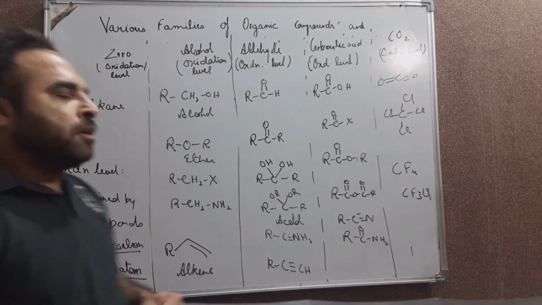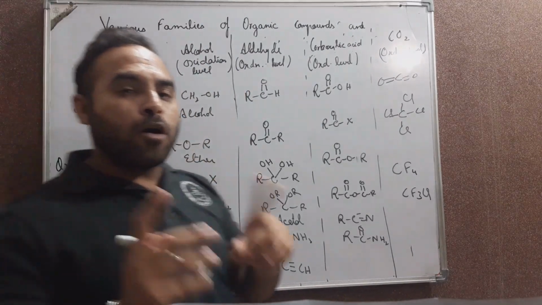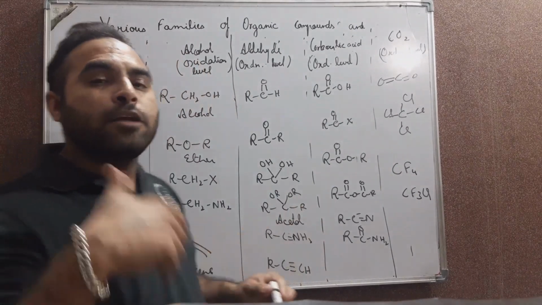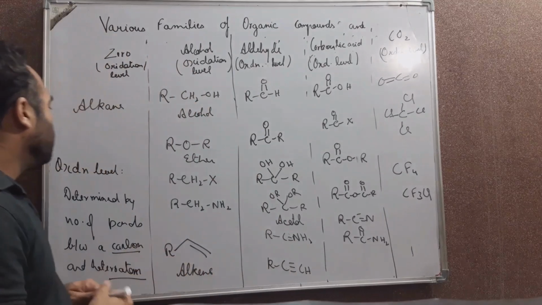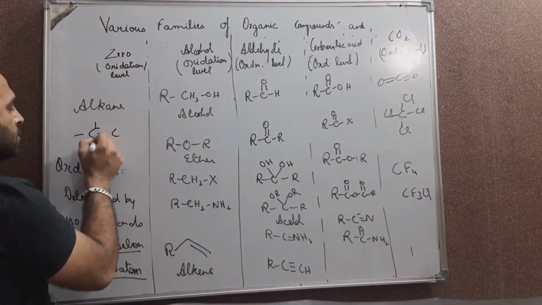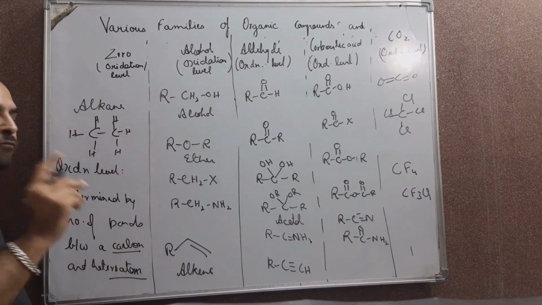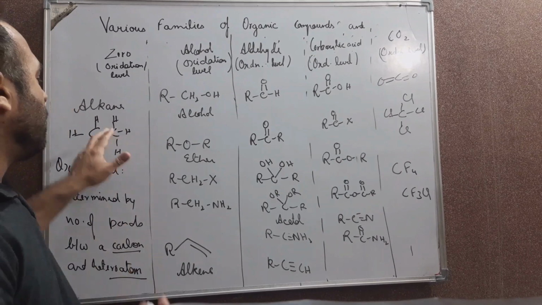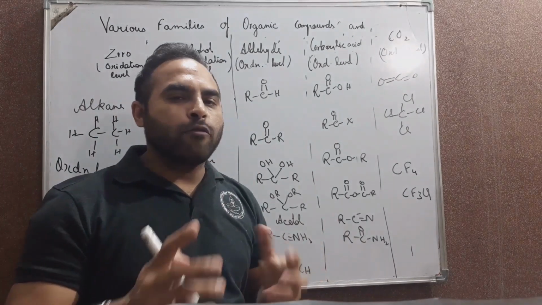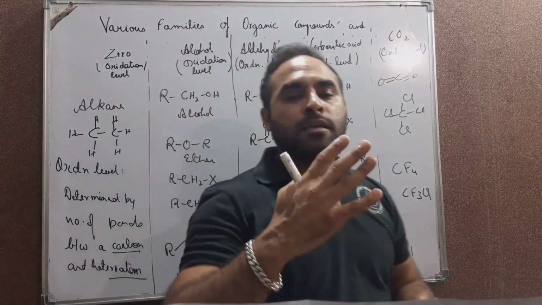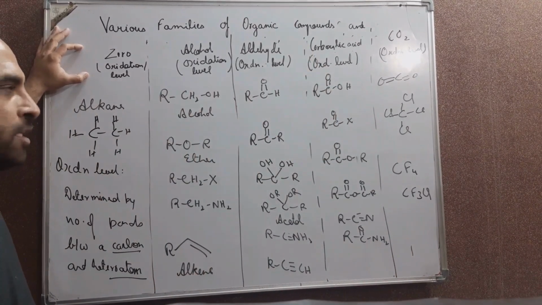That means, if in a family you look at one carbon and see the number of bonds of that carbon with any heteroatom, a heteroatom is an atom other than carbon and hydrogen. For example, in alkanes, we have got only the bonds between carbon and hydrogen. So there is no bond between carbon and heteroatom. So alkane is at 0 oxidation level.